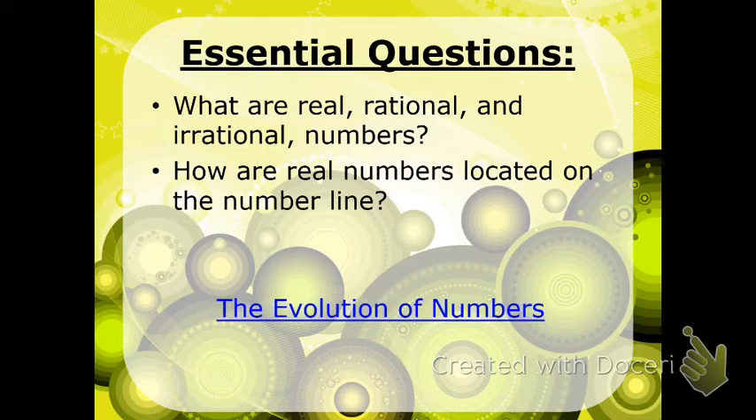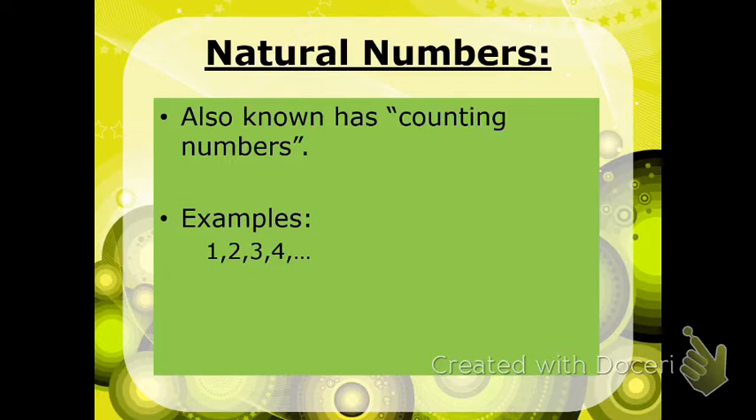Today we're looking at different types of numbers: real, rational, irrational, and a few others. The first numbers that you learned were the natural numbers. These were the counting numbers: 1, 2, 3, 4, and then notice the ellipsis at the end there. That means that that list goes on forever.